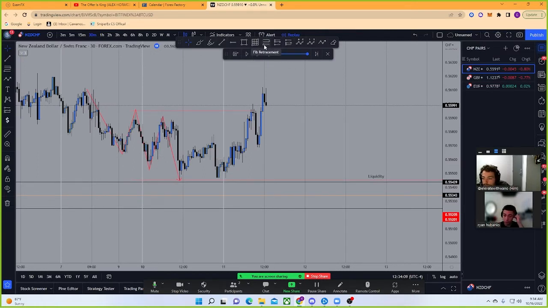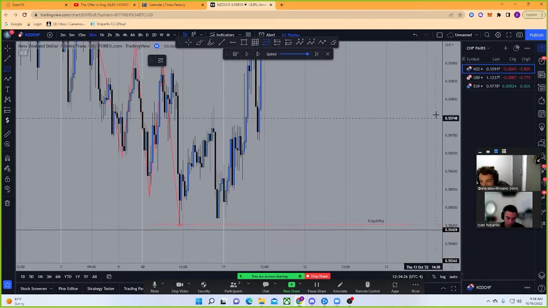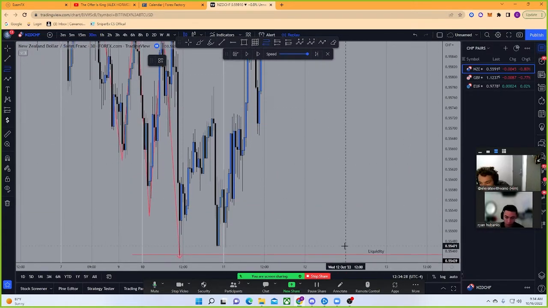But what we're going to do is draw our fibs from the lowest point to the highest point. Because this low was established, and then we went to this new high, we're going to use this high first. Then even if we zoom in, we can see that this little wick right here took out that low.